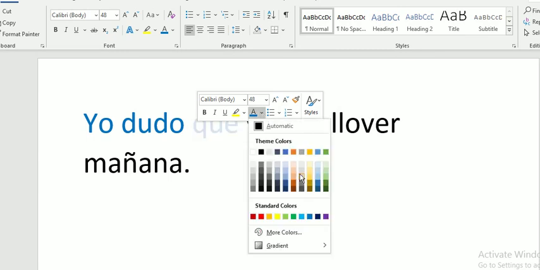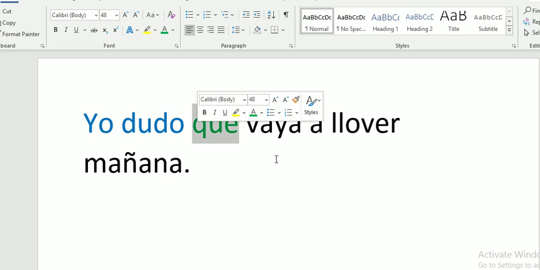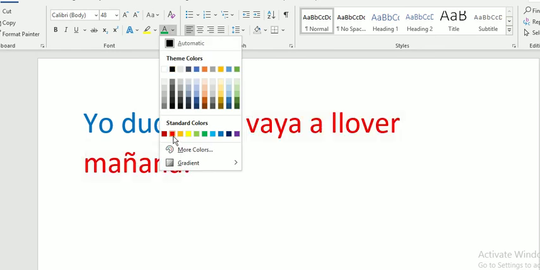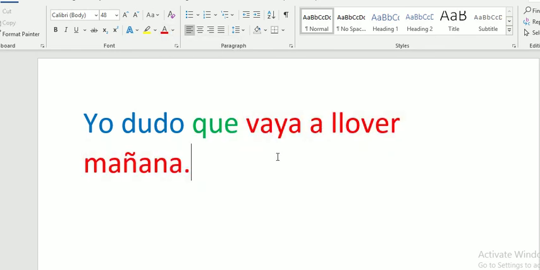So the two different clauses, the main clause and the subordinate clause, are going to have two different subjects, centers of their action. So let me go ahead and color the subordinate clause in red. This pretty much shows you how a subjunctive sentence is typically structured.